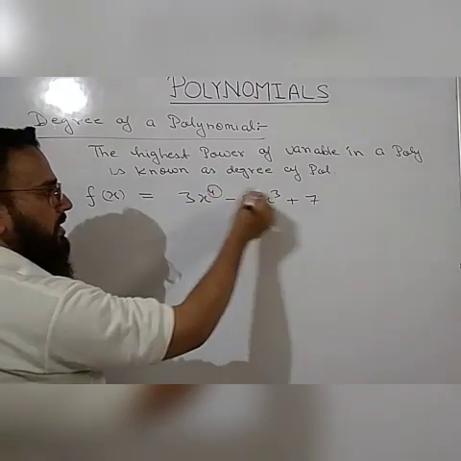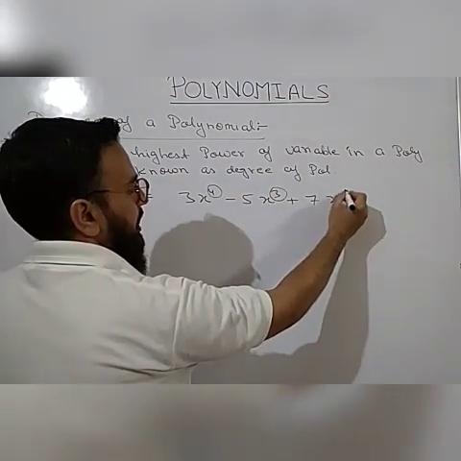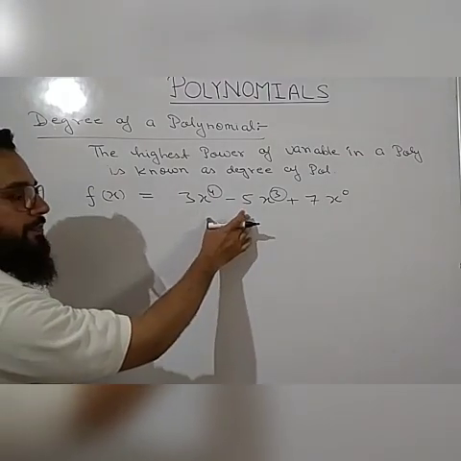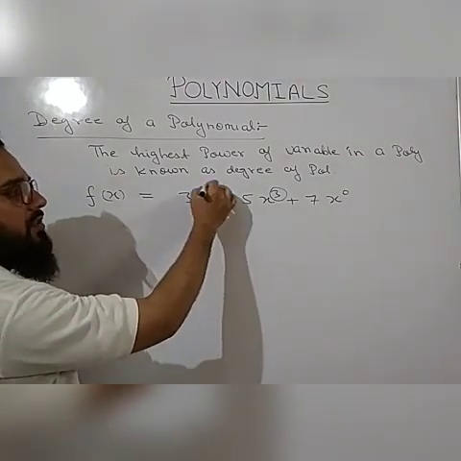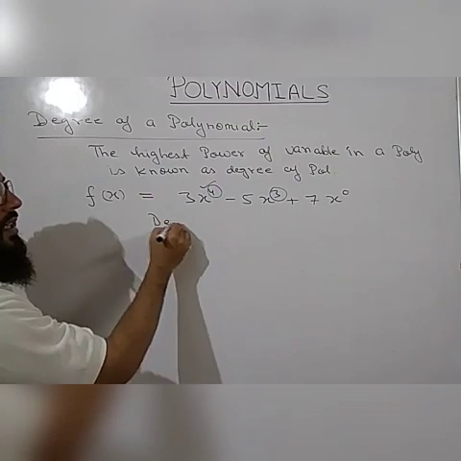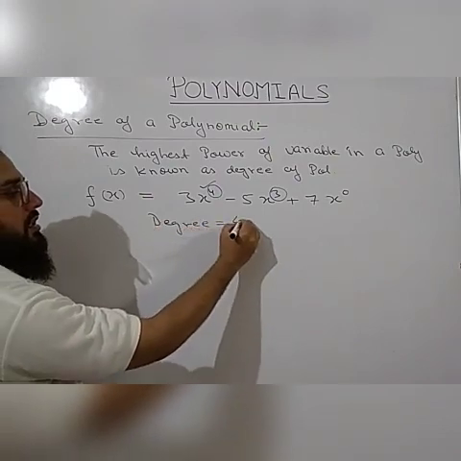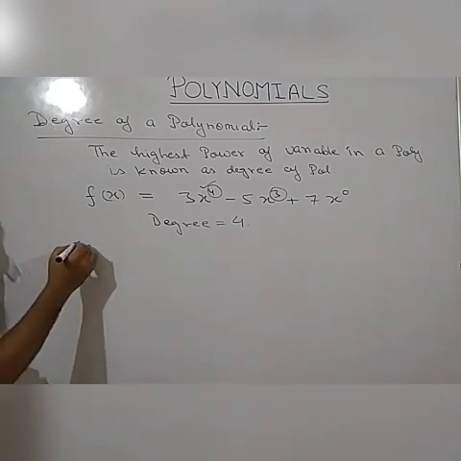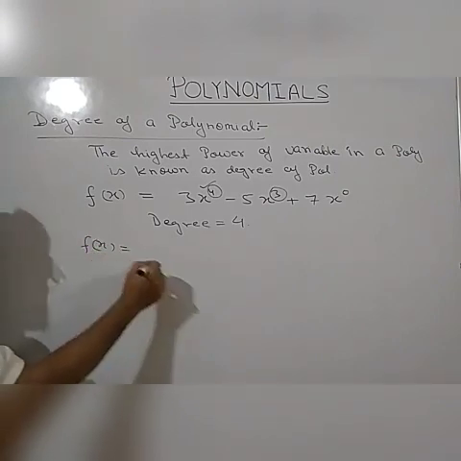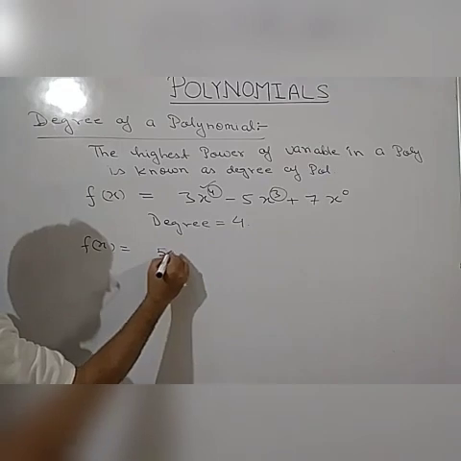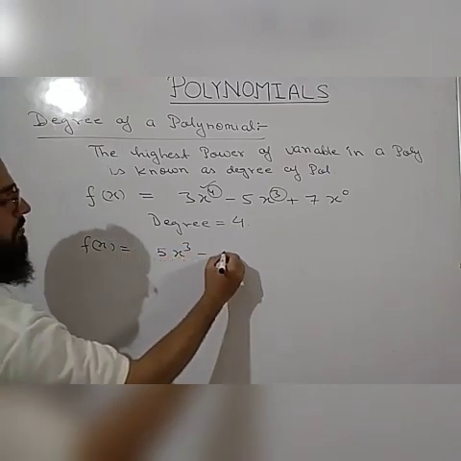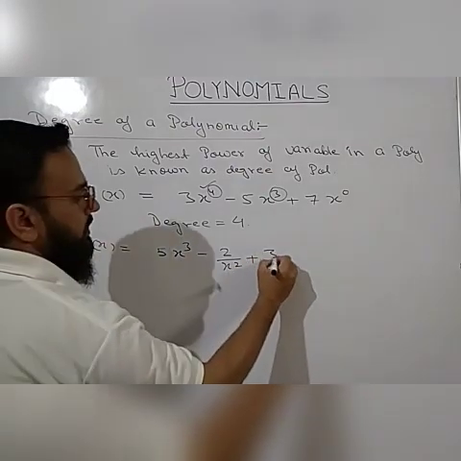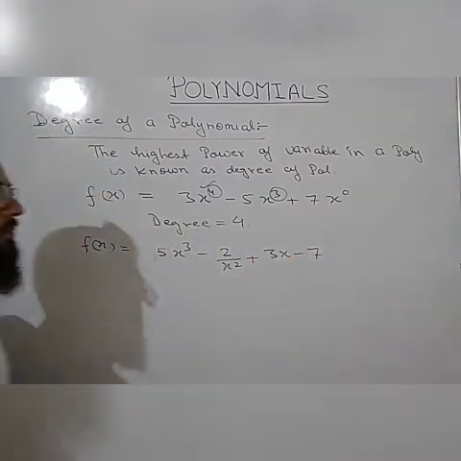Yes, the powers are positive integers. It means it is a polynomial, and the highest power is 4. It means its degree will be 4. Okay, let us take one more example. If f(x) = 5x^3 - 2 upon x^2 + 3x - 7.